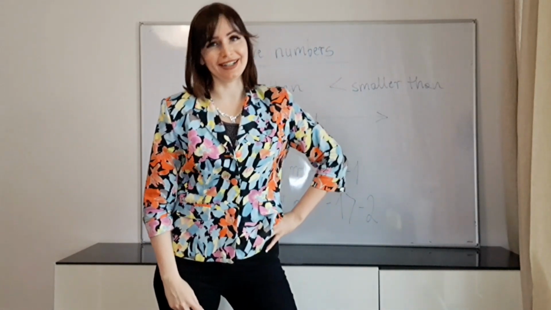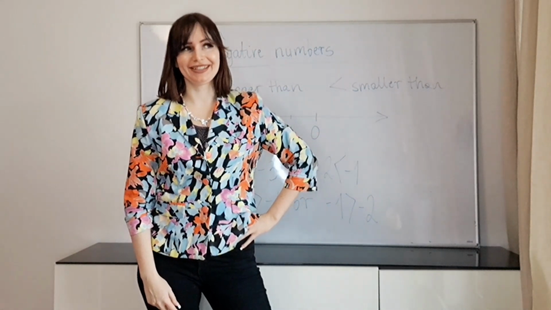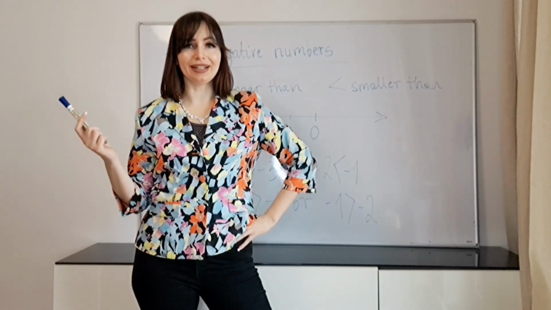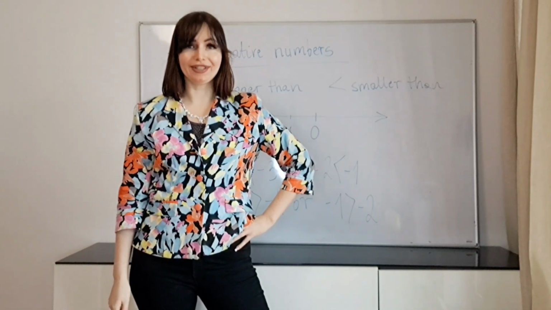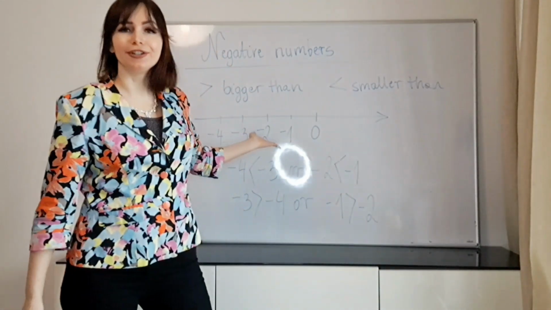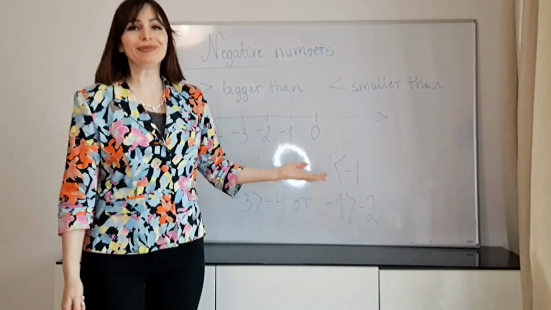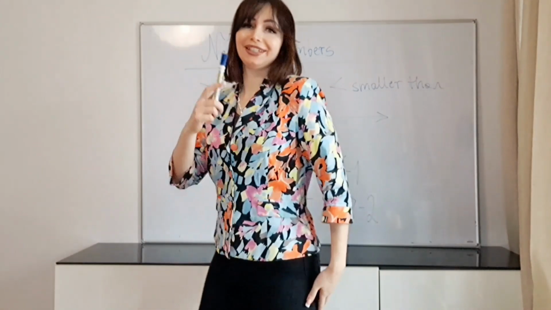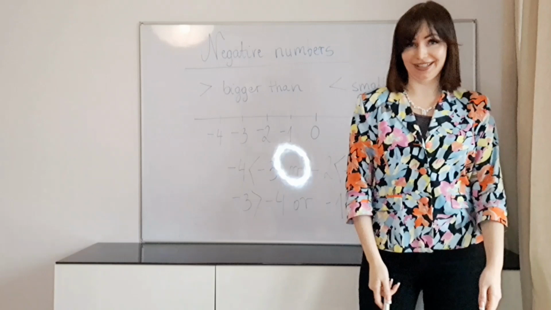So, what are negative numbers? Probably you know negative numbers are numbers with a minus in front of them, such as -4, -3, -2, and so on. We could keep counting and going up to infinity.